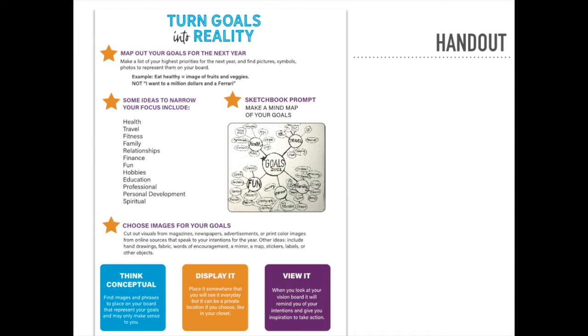After their goals are chosen, students will choose the images for their goals by cutting out visuals from magazines, newspapers, advertisements, or print color images from online sources that speak to their intentions for the year. They'll be asked to think conceptually, finding images that represent their goals that only make sense to them. They'll be deciding on where to display this so they can see it every day as a reminder of their intentions to give them inspiration to take action.